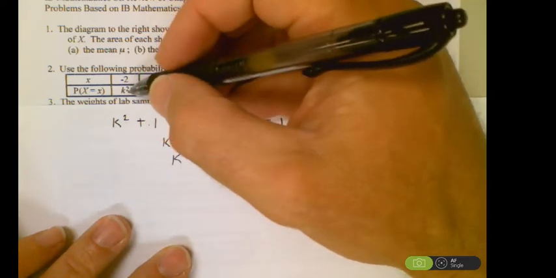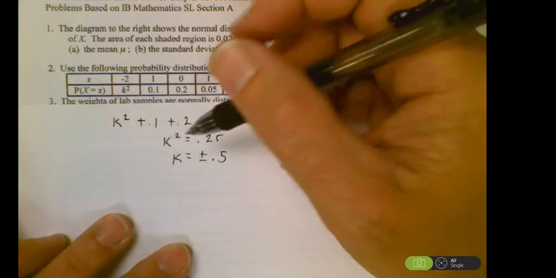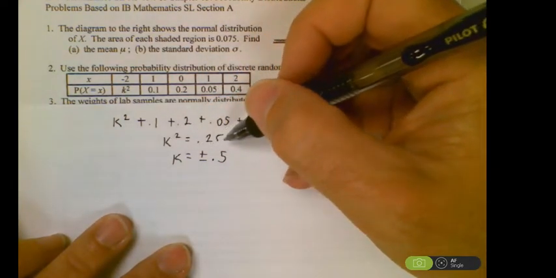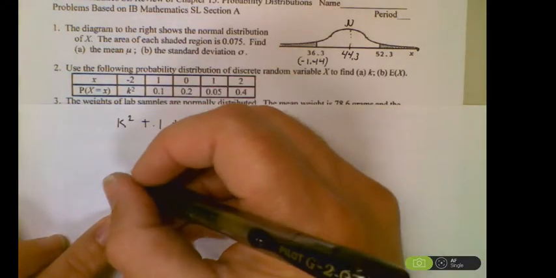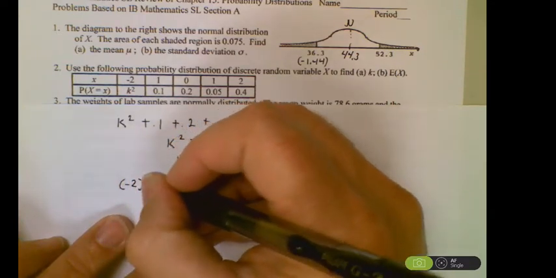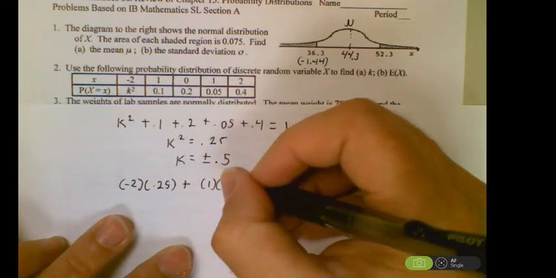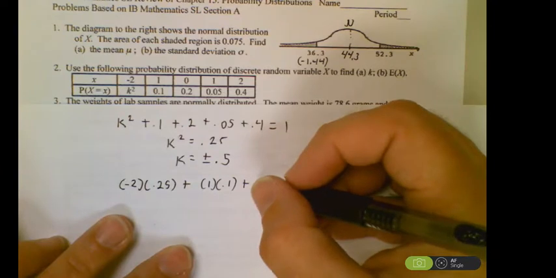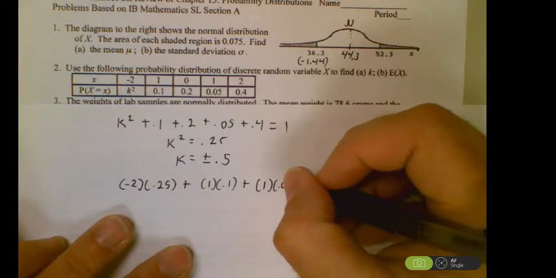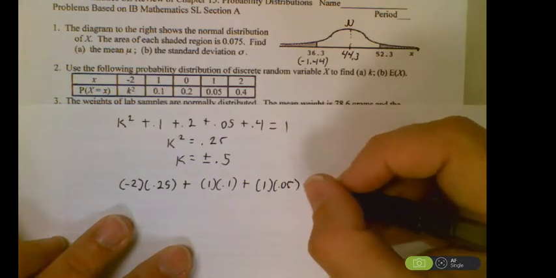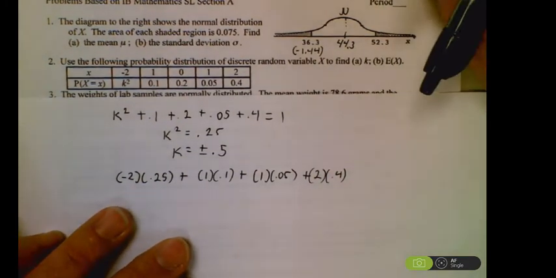In this case, it's not going to matter whether it's positive or negative because you're going to square it anyway, which is going to make it positive. So you could almost go from this stage right here. K squared was 0.25, so I can now replace k squared with 0.25 to get my setup. So I got the negative 2 at 0.25, plus we got the 1 times 0.1, plus we got 0 times 0.2, so I'm just going to leave that out. Plus we got the 1 times 0.05, plus you got the 2 times 0.4. And so just clean that up, and that would be our expected value.